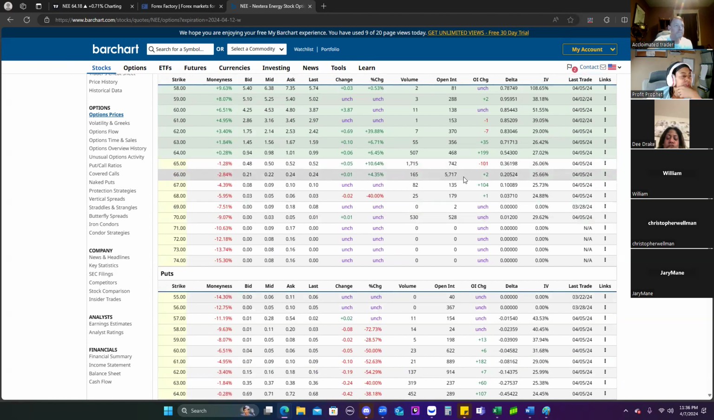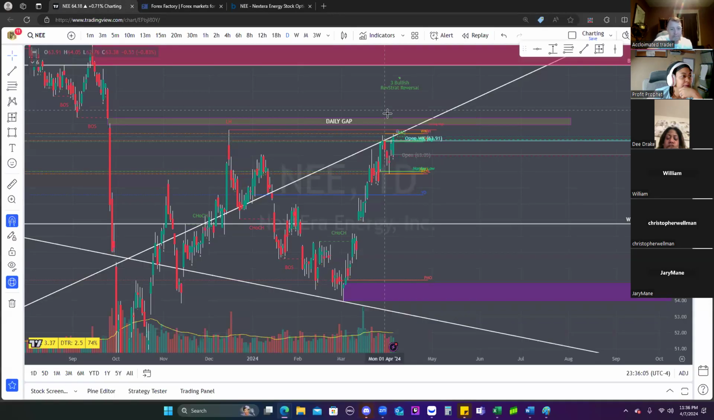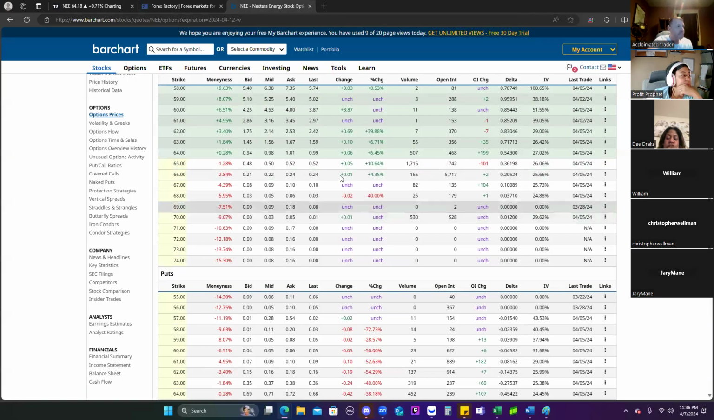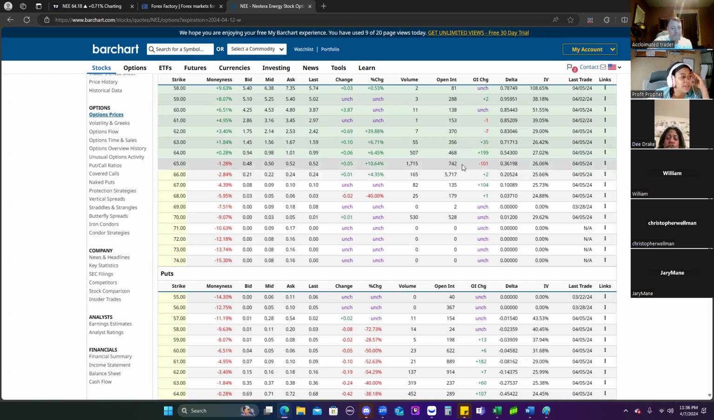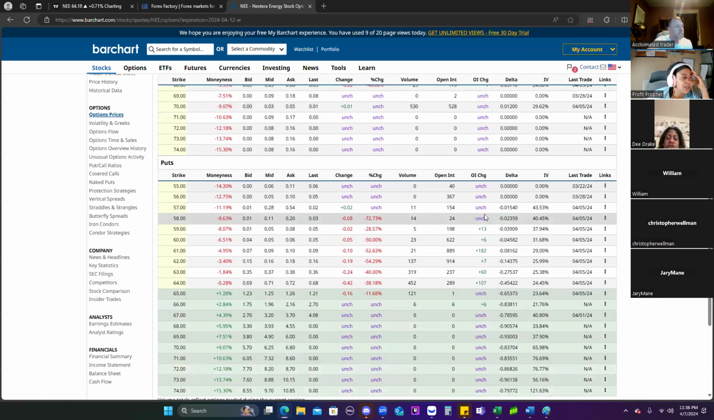66 calls. 65 gap. Ooh. Okay. The delta's pretty decent on these, and the price is right. Yeah, that's not bad at all. I would probably go safer and just go for the 55s over the 56 because I want it to go into the money sooner than later.